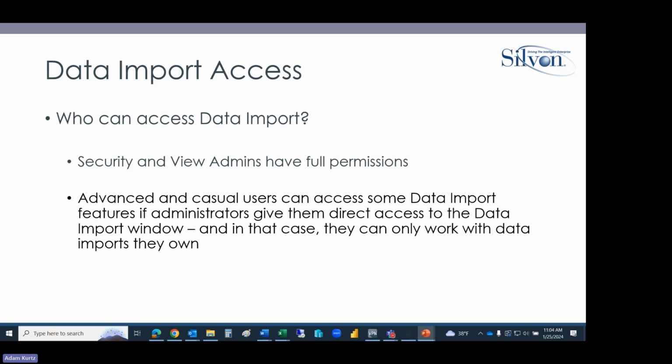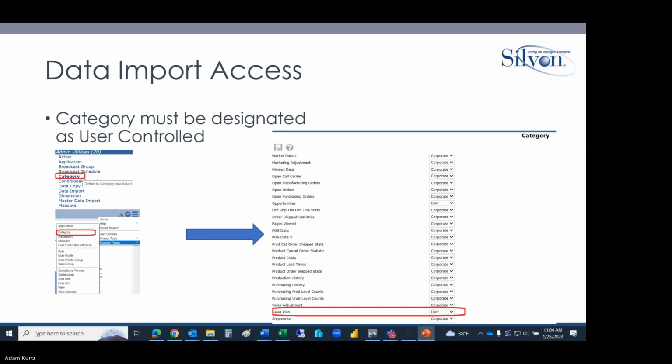So some setup needs to take place. You'll need to set up a category. You might already have categories set up within Stratum, but the category will need to be set up so that it's a user-based category as opposed to a corporate-based category. And this tells Stratum that this data will be coming in via Excel from a user. So as you can see, there's some administrative setup that you'll need to do to make sure that this particular category is set up for user data import.